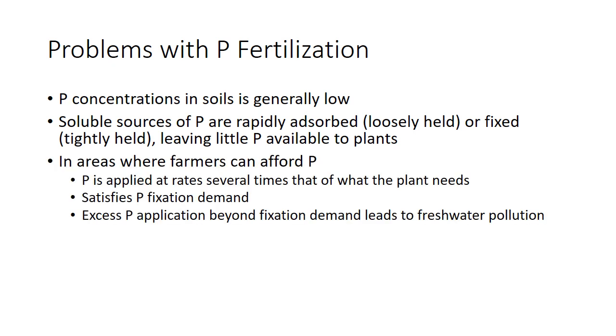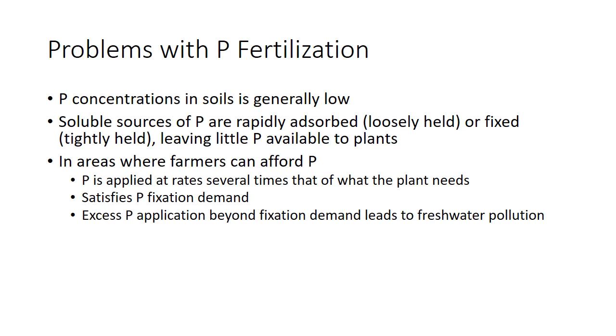In areas where farmers can afford phosphorus fertilizer, phosphorus is applied at rates that are usually several times what the plant would need. The reason is that some of the phosphorus has to go to the phosphorus fixation demand of the soil. So of every application of phosphorus, some of it just gets absorbed by the soil and is never seen again. We can think of this as the phosphorus tax: the amount of extra phosphorus that needs to be applied in order to get a sufficient amount of phosphorus to the plant.